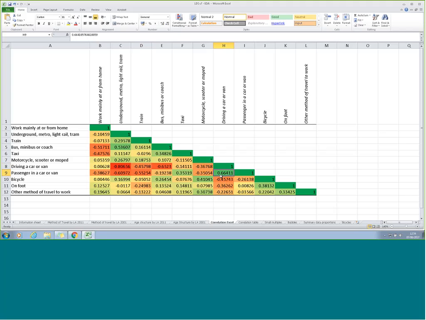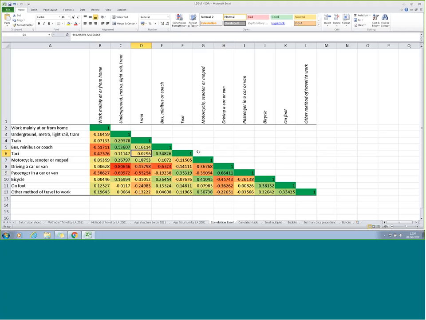We mustn't forget that we tend to look at the tails on correlation tables all the time, but actually some of the small ones are interesting. The fact that taxi and train essentially have no correlation is an interesting thing. So this is a correlation table.